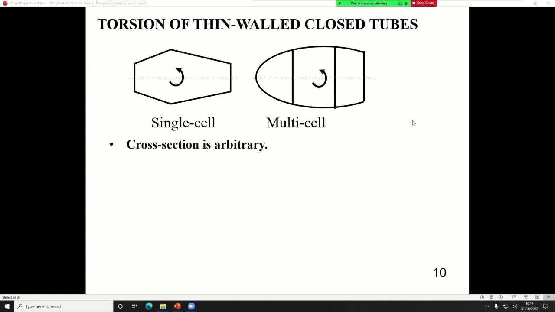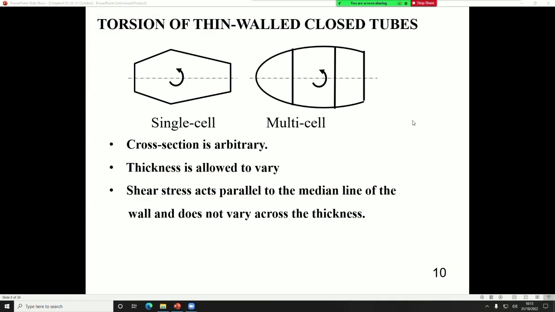So the first assumption: the cross-section is arbitrary. The thickness is allowed to vary. We could have variable thicknesses. This is the same assumption I made when I showed you slide number 9. Through-thickness variation of shear stress in this part can be ignored. Therefore, we just show the shear stress by one arrow. So this arrow is actually on the section, which I've shown you on the side of the section. So we have no variation of the shear stress, like the linear variation for a circular cylinder, thick or solid. So we only have one shear stress value at each position of the section.